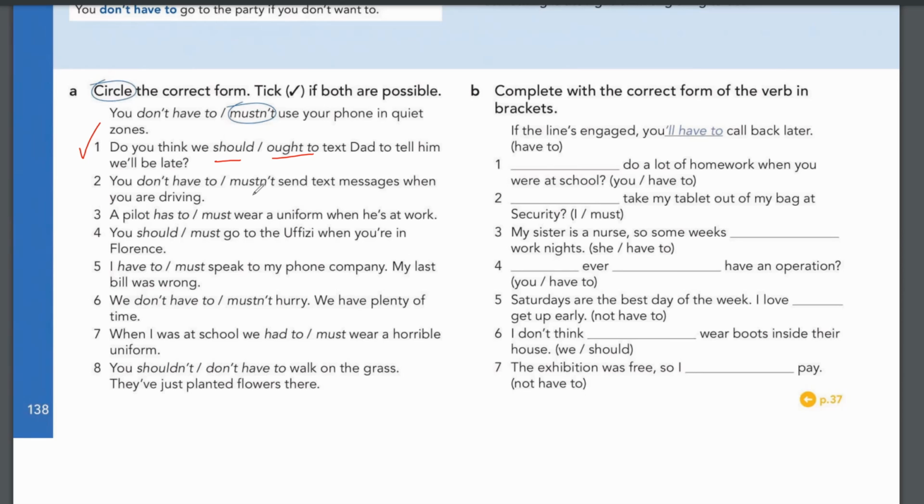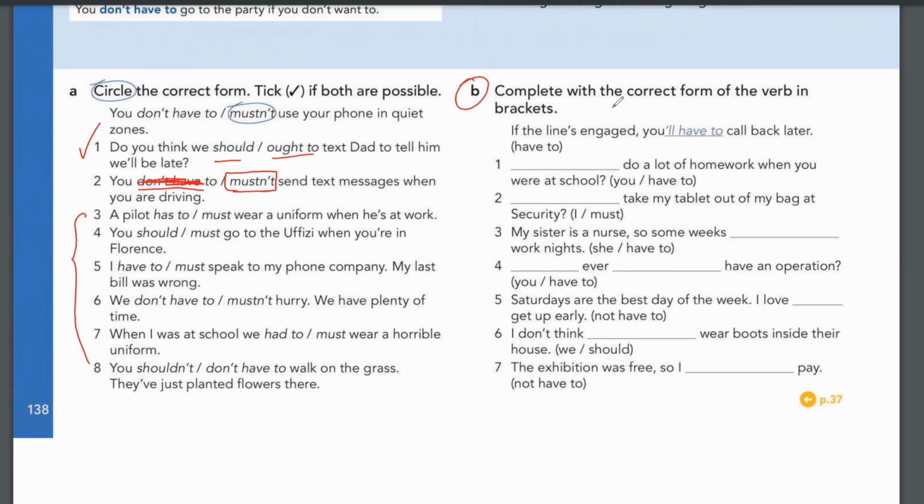Number 2, you don't have to, you mustn't. So obviously they're totally different now. You don't have to and mustn't, they're totally different things, different meaning. So you don't have to send text messages when you are driving. Like it's up to you. If you want, you can text. Or you mustn't send text messages when you are driving. So I think mustn't is better because it is dangerous to send text messages while driving. So it's a rule. You mustn't send text messages. So we're not going to do that. So we're going to scratch it. Mustn't is the right answer. The rest we're going to discuss in the class.